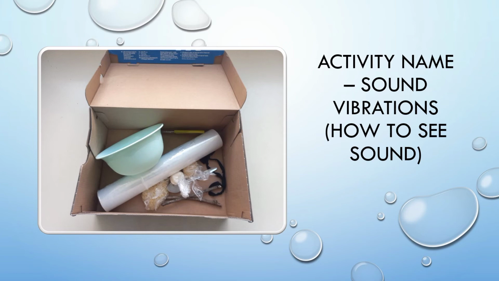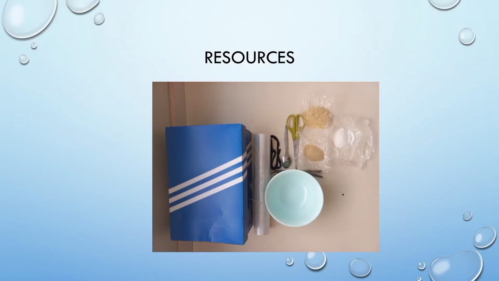The objectives of this activity are: at the end of this activity, the learner should be able to understand that they can use different materials to make sound vibrations. The learner should be able to demonstrate how they can make something move using sound. And the learners will have to understand that sound is made by vibrations that are usually too fast to see. The resources that will be used are a bowl, a plastic wrap, uncooked rice, sugar, powdered milk, sticks, scissors, and a string.